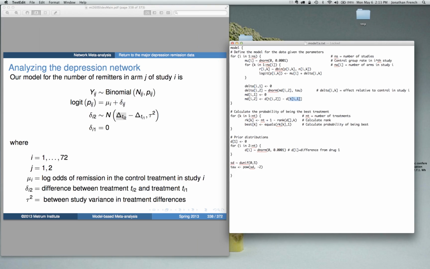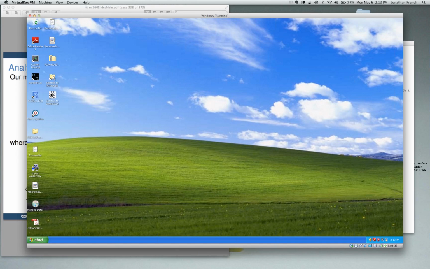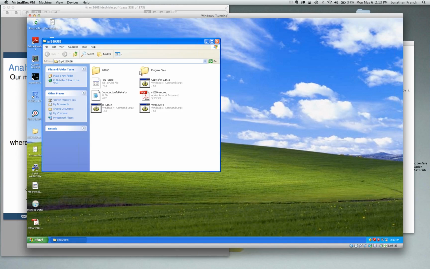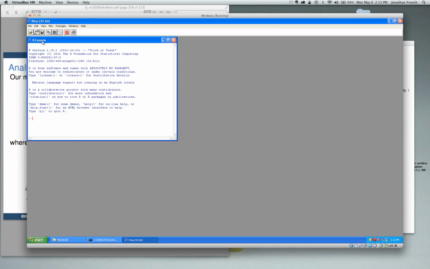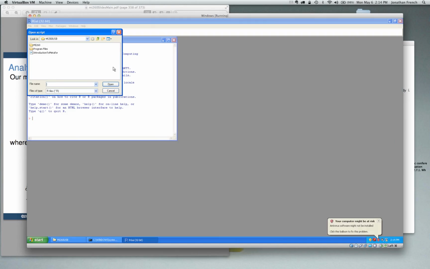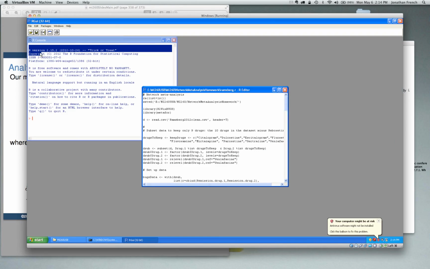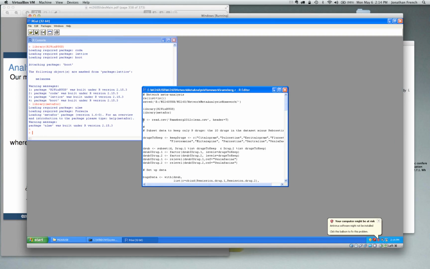And so in order to do that, let's look at some R code. And in fact, we'll do this right here in Windows. So we'll open up our R session, and we'll open up the code to fit these models. And so what I'll do here is I'll go ahead and read in the data.